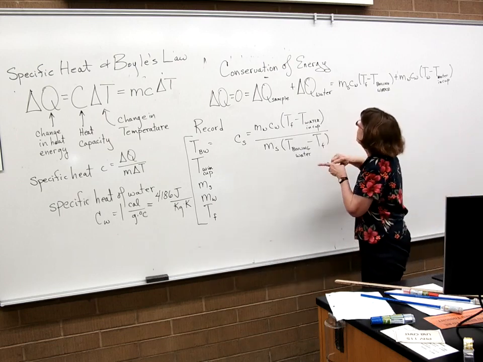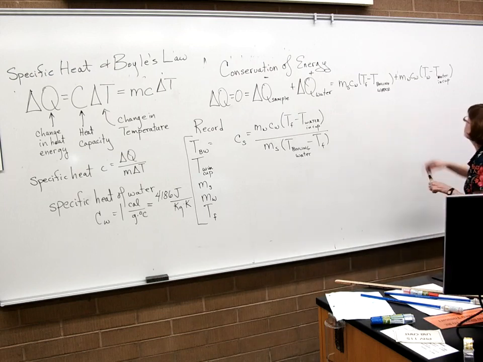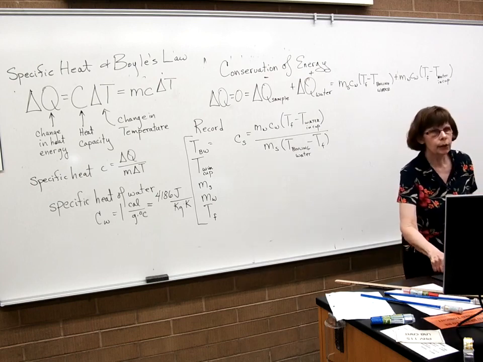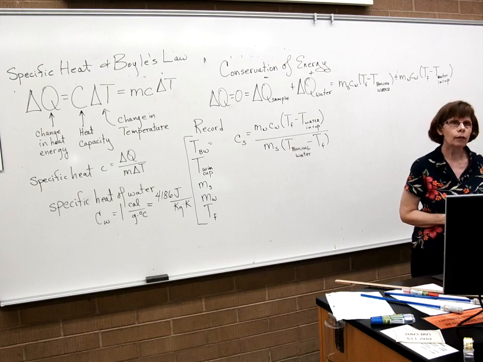Now the gain is with the water, so make it 0. That's the mass of the water, specific heat of the water, times the quantity, the final temperature of the system, minus the temperature of the water in the cup, which should be close to room temperature. So I've got a spreadsheet, and you need to do the math involved in this and calculate the specific heat of those 5 samples.